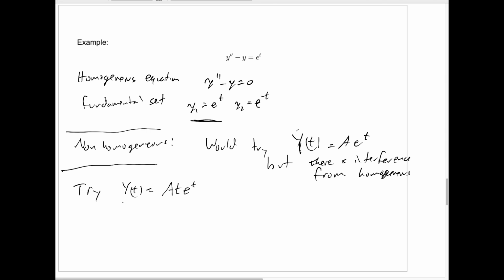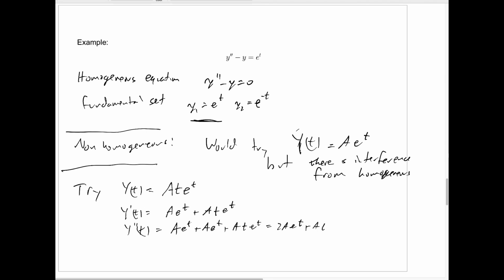What will y prime of t be? Using the product rule, it's the derivative of the first times the second. That's a e to the t plus a t e to the t. And I will compute y double prime of t. That's just a e to the t. That's the derivative of this piece. And then the derivative of the second piece is just what we had before. We have another a e to the t plus a t e to the t. That's 2a e to the t plus a t e to the t.